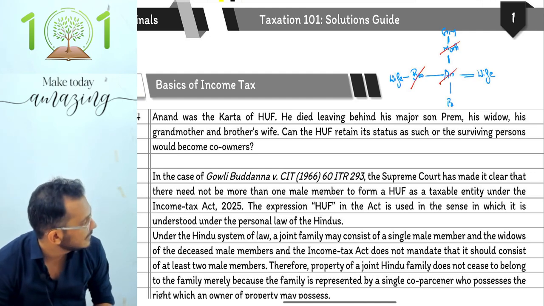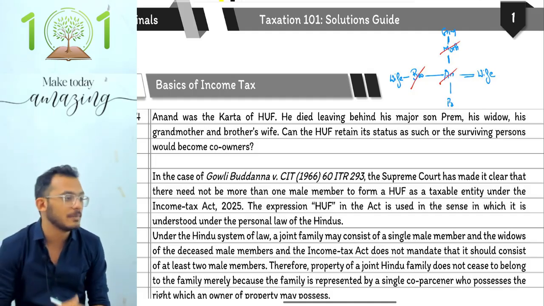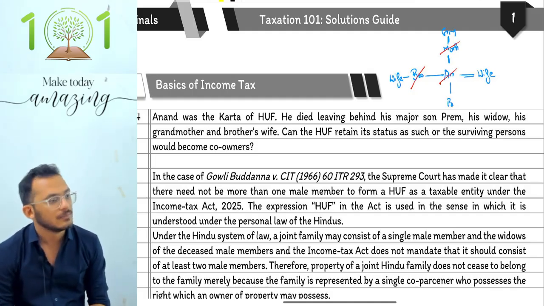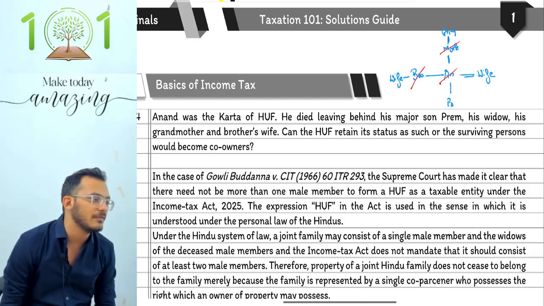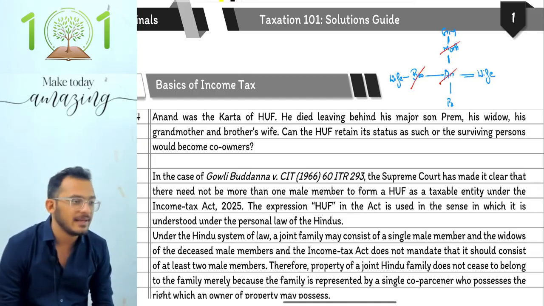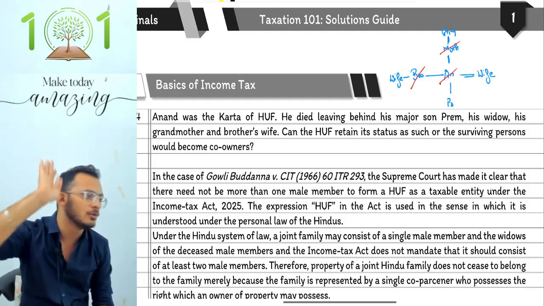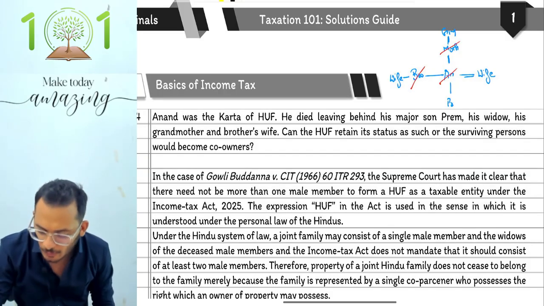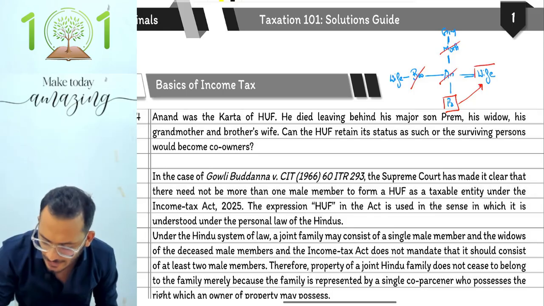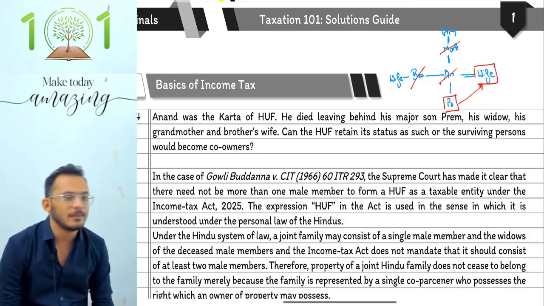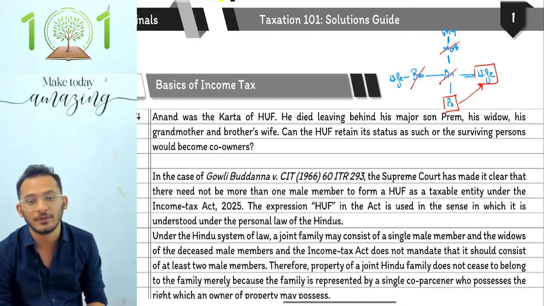Yes, sir. Question is asking, can the HUF retain its status as such, or would the surviving persons become co-owners? Will the HUF shut down because the wife has died, because Anand has died? No, the HUF will be retained as it is. Let the son take over the operations. Is there any requirement that you should have a son married? Is there any requirement you should have more than one kid? No, as long as the son is alive, you have a kid, you can go forward with the HUF status. So the HUF can either be in the name of the wife, who can become the Karta, or Prem can become the Karta. That is not a problem at all. HUF does not have to retain the status.